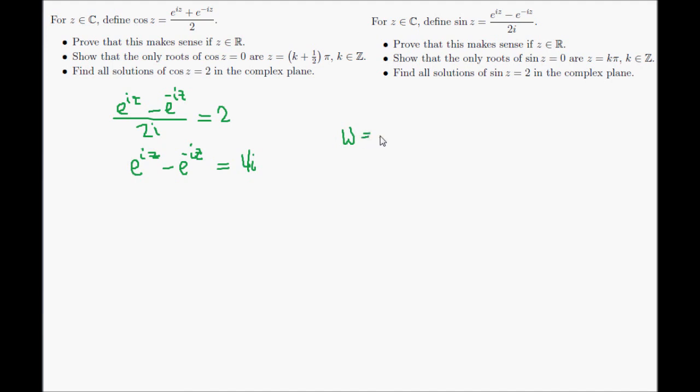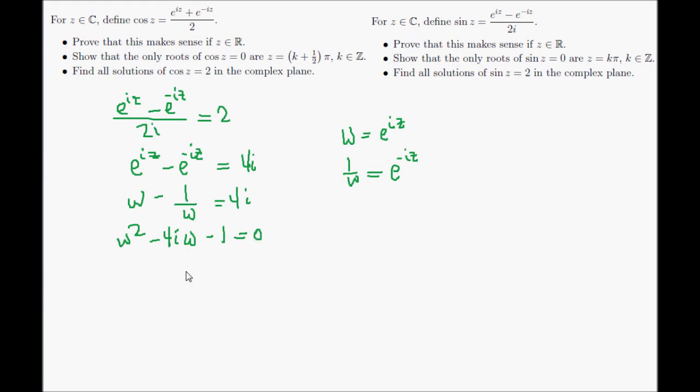Now we'll make the substitution. w is equal to e to the iz, so that when I take reciprocals, 1 over w is equal to e to the negative iz. And so we get w minus 1 over w is equal to 4i. Or if we combine everything on the left-hand side and clear out the denominator, we get 4w squared minus 4iw minus 1 is equal to 0.